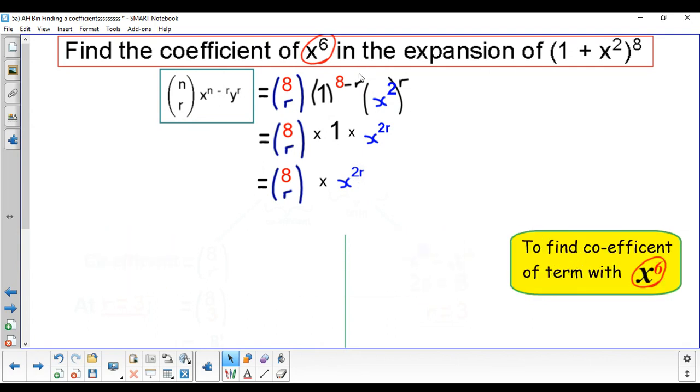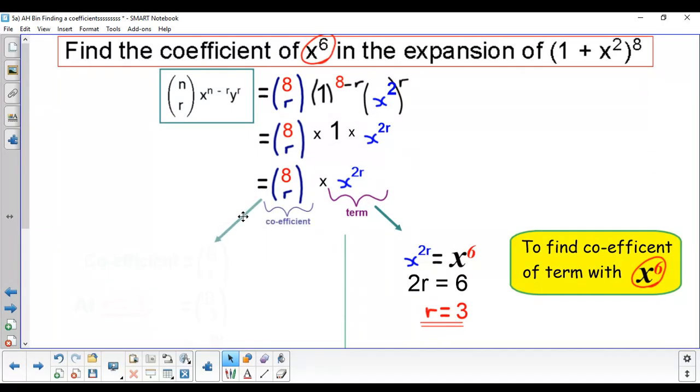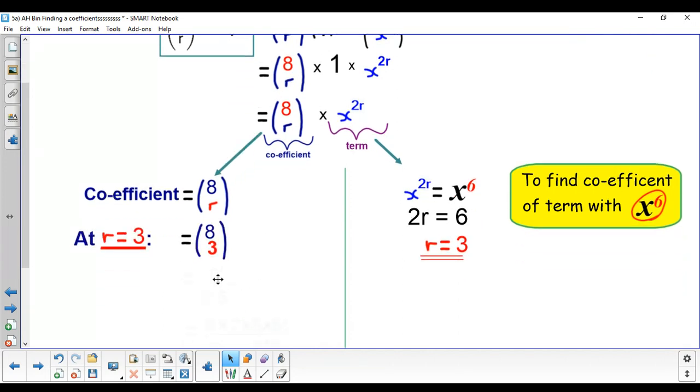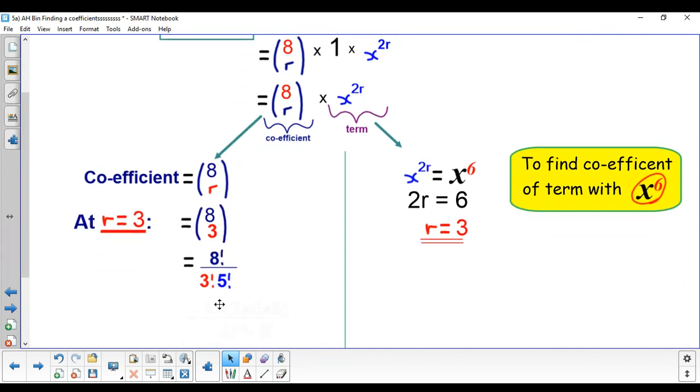What are we asked to do? We're asked to find x to the 6 here. So what I'm going to do is take the term and then find x to the 2r and set it equal to x to the 6. That means 2r equals 6, so r is just 3. This time I'm doing the terms to this side, since that's where I always have it, and I'm doing the coefficient to this side here. So the coefficient is 8 choose r, there's no other thing there, okay, and you know r is 3, so we're going to put r is 3 in. That's 8 factorial over 3 factorial, and the difference is 5.